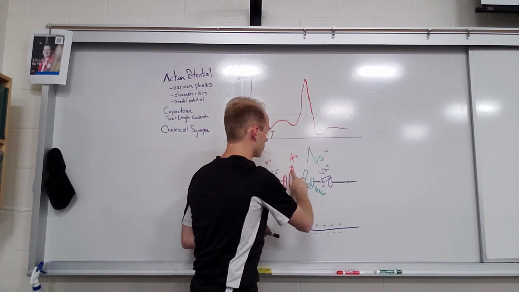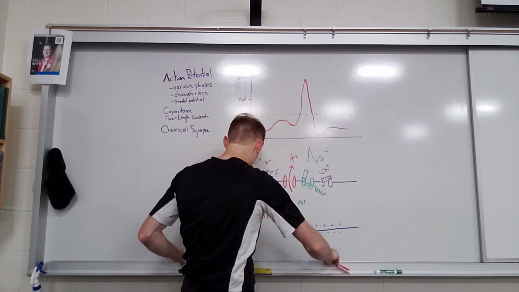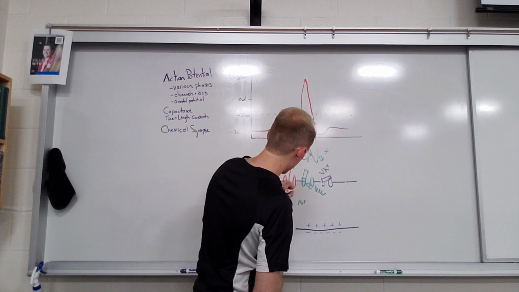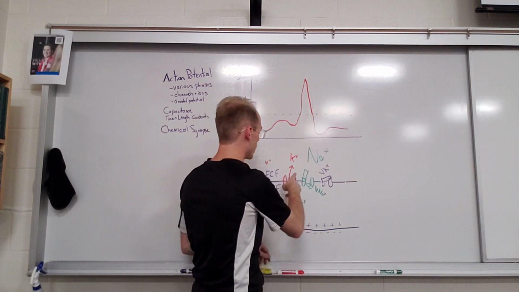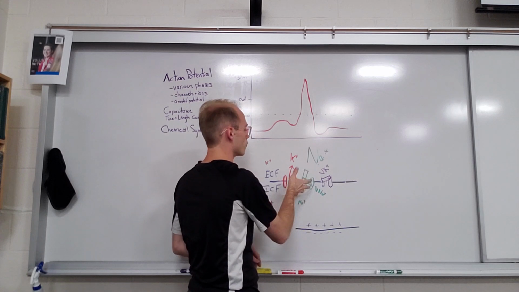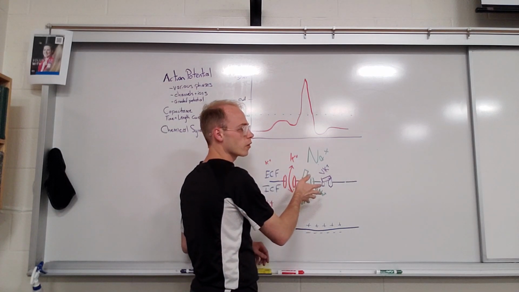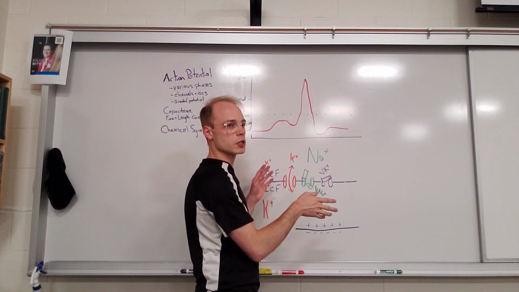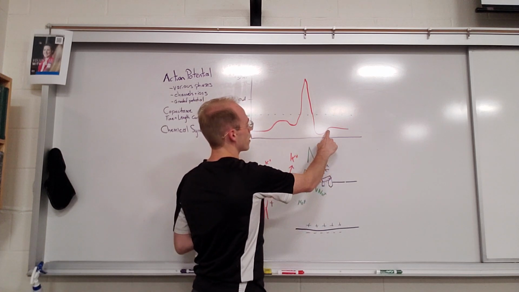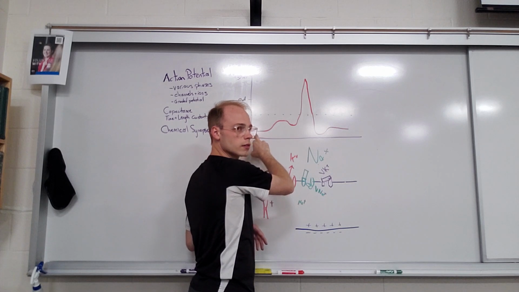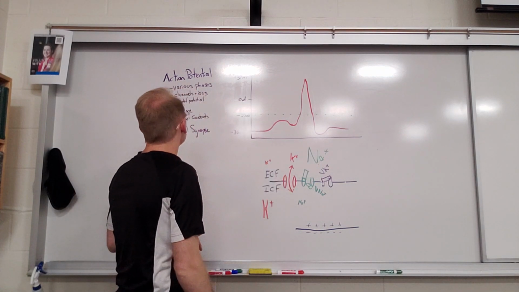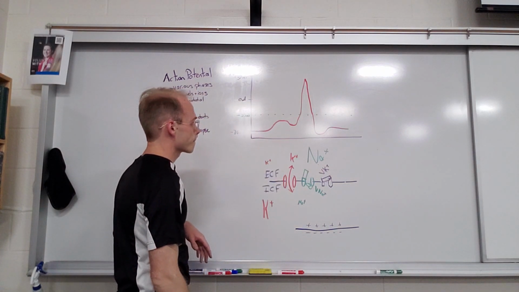Because of this leak channel, potassium can go in and out. So potassium will reach some point of equilibrium. It's called stable equilibrium, so it could change, but it's stable. So then it ends up reaching that stable equilibrium here, and then is back at resting. So yeah, it kind of looks like a heartbeat.